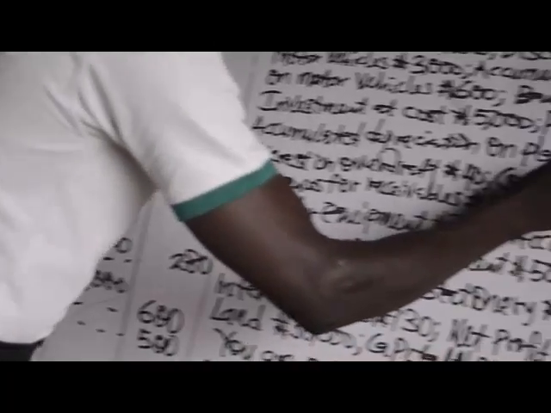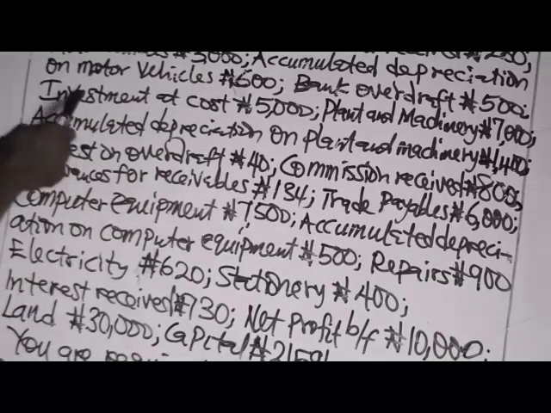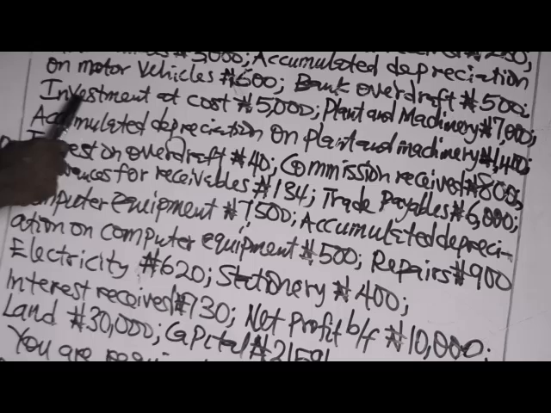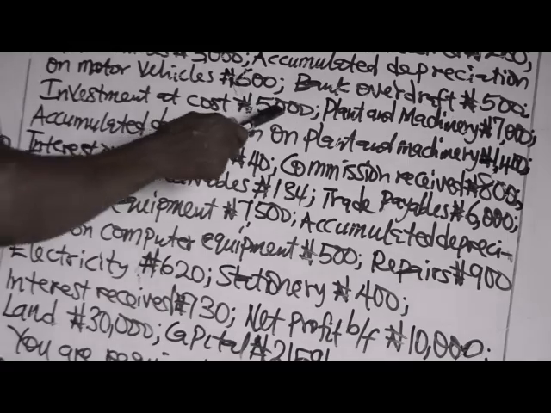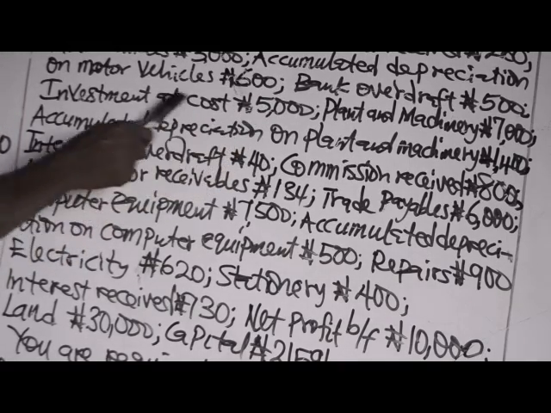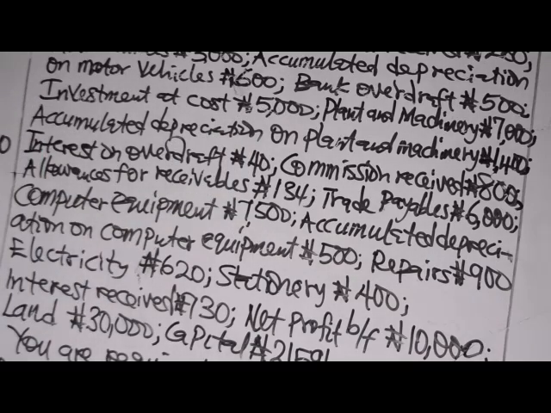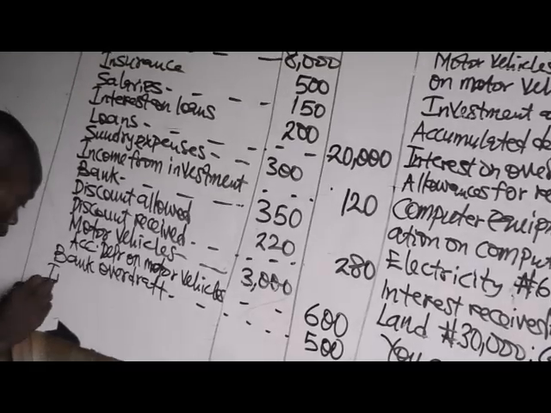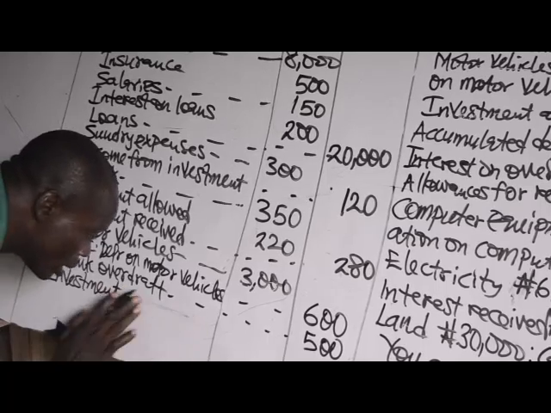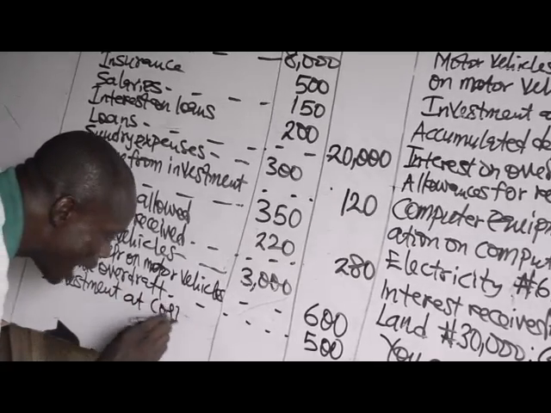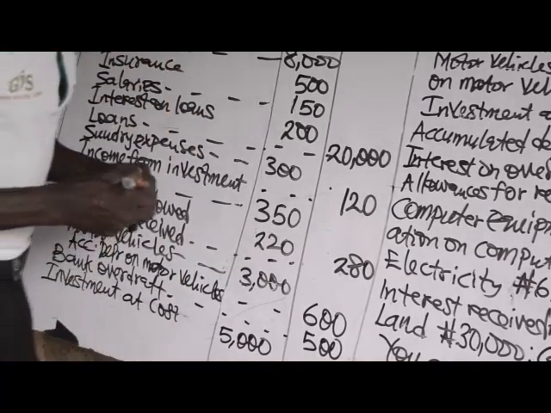Back to the question. After the bank overdraft, the next item is investment at cost. The investment you make with other entity is your property in their hands. Being your property, it is an asset. An asset should take a debit entry. So we debit investment account with 5,000. So we have investment, that is at cost. That amounted to 5,000 naira. Back to the question.